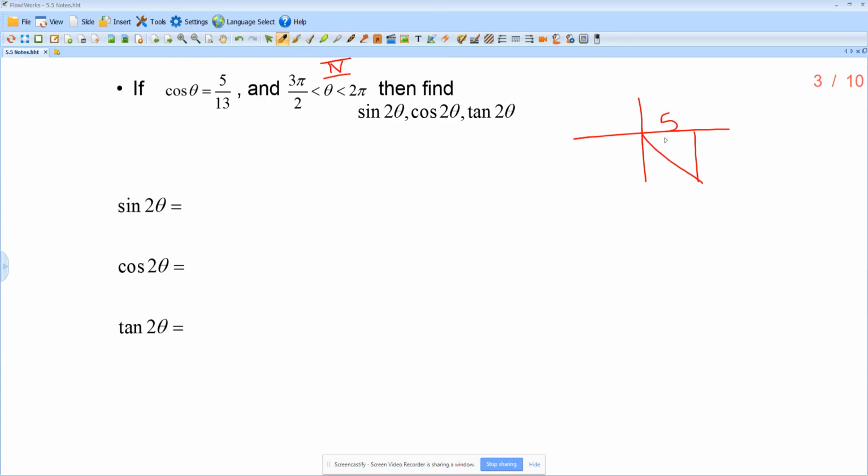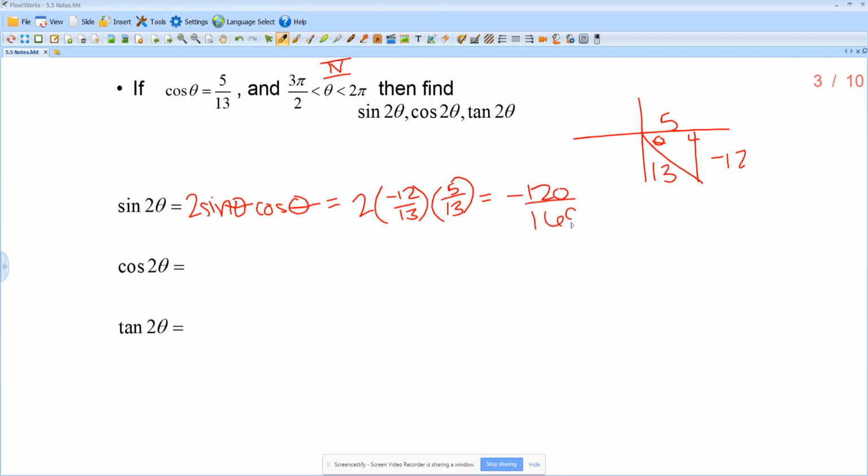Cosine is 5/13, which makes this third side negative 12. Sine of 2 theta, remember that is the same as 2 sine theta cosine theta, where here is theta. So that would be 2 times the sine of this angle, which is negative 12/13, and the cosine of this angle is 5/13. When I multiply this all together, I get negative 120/169. Doesn't reduce.